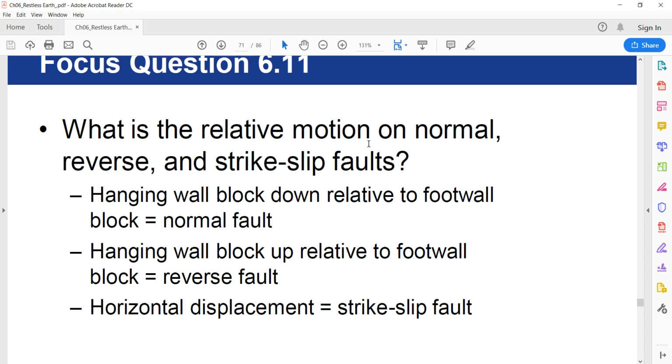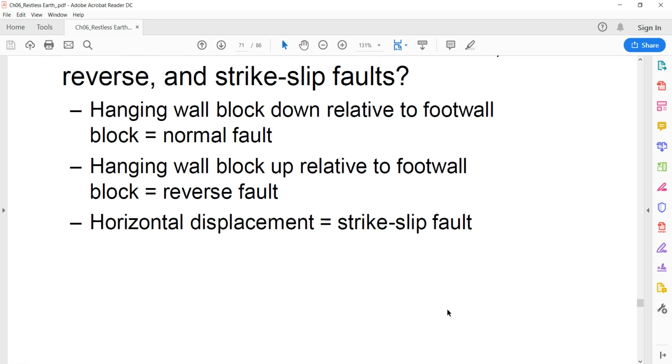What is the relative motion on normal, reverse and strike slip faults? I want you guys to remember this. This may be in your exam. Hanging wall block down relative to foot wall block is a normal fault. So in the case of a normal fault, the hanging wall slides downward. In the case of a reverse fault, the hanging wall rides upwards. And a reverse fault occurs when a compressional force is applied. A normal fault occurs when a tensional force is applied. Horizontal displacement is in the case of a strike slip fault.